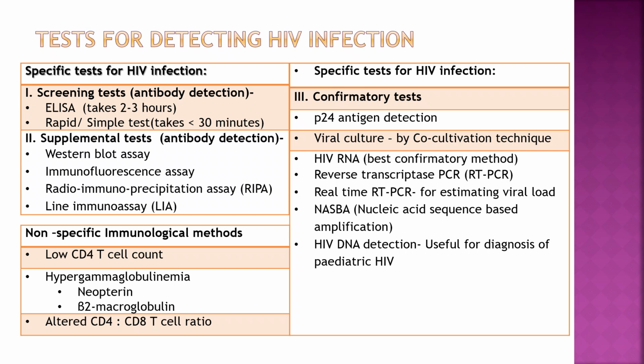Supplemental test, antibody detection: Western blot assay, immunofluorescence assay, radioimmunoprecipitation assay, and line immunoassay. Confirmatory test: P24 antigen detection, viral culture, co-cultivation technique, HIV RNA based confirmatory methods, reverse transcriptase PCR, RT-PCR, real-time RT-PCR for estimating viral load, NASBA, nucleic acid sequence based amplification, and HIV DNA detection in pediatric HIV. Non-specific immunological methods are low CD4 T cell count, hypergammaglobulinemia, neopterin and beta-2 microglobulin, altered CD4 CD8 T cell ratio.